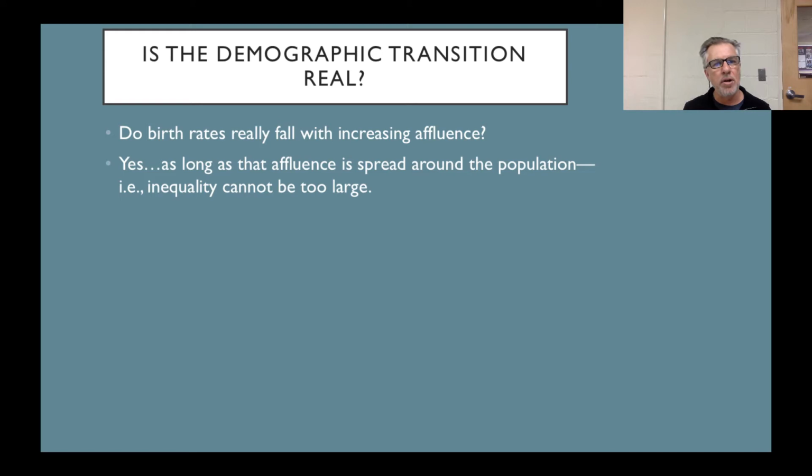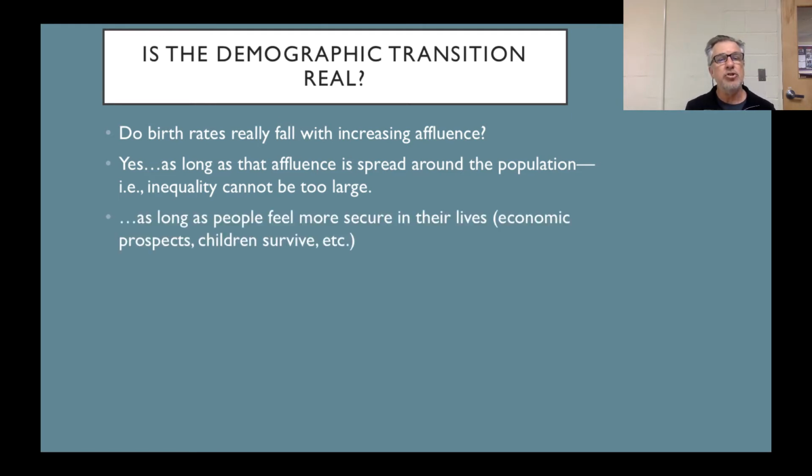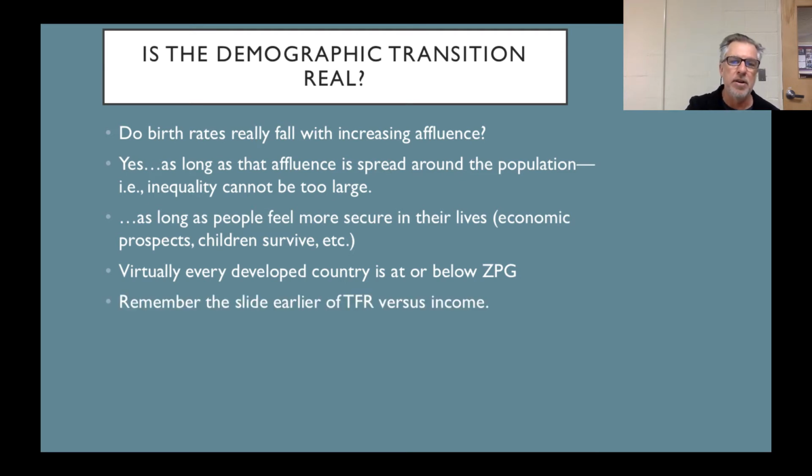If income inequality is large, then you could still have a large portion of the population that's reproducing at a higher rate. And this is part of the issue that causes the United States to have a higher birth rate than would be expected. Yes, it's true, as long as people feel more secure in their lives, as long as their economic prospects are better, their children survive, etc., that kind of security will cause birth rates to fall. Virtually every developed country now is at or below ZPG, the United States being on the high end.